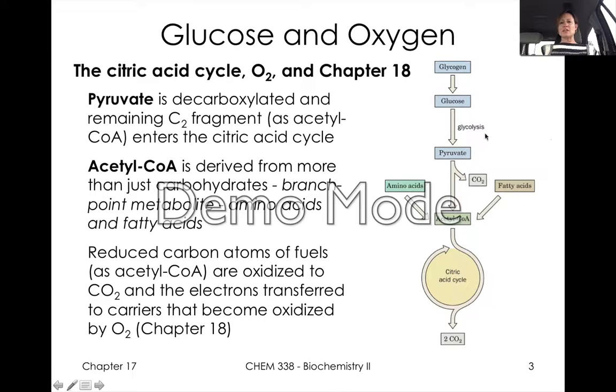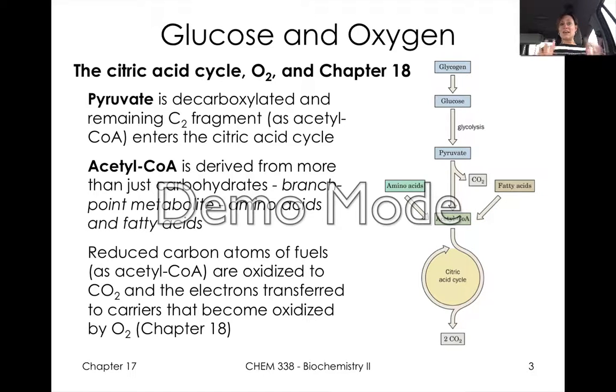But why I like this figure is it's an important point to remind us that once we consider the oxidation of pyruvate to acetyl-CoA, we get to a branch point intermediate that is ubiquitous to any fuel type, whether it's fatty acids, amino acids, or carbohydrates. We all have those fuels end up as acetyl-CoA.